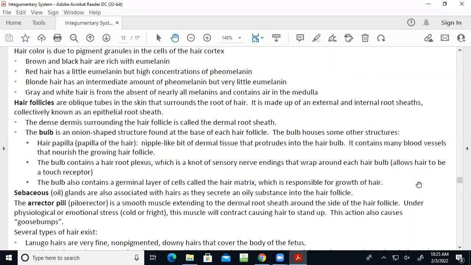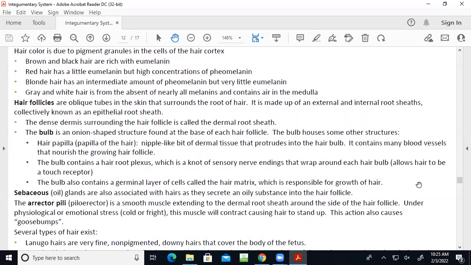shape. Speaking of hair color, it's due to pigment granules in the cells of the hair cortex. Okay, we just talked about eumelanin and pheomelanin, same things here. The same pigments are found in our hair. If your hair is brown or black, it's because you have lots of eumelanin, and people that are typically dark complected generally have darker hair. Red hair has a little bit of eumelanin, but high concentrations of pheomelanin. Blonde hair has an intermediate amount of pheomelanin, but very little eumelanin.